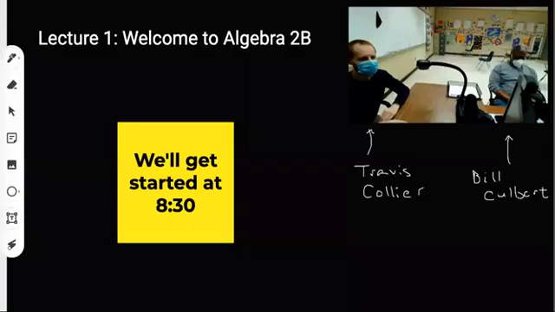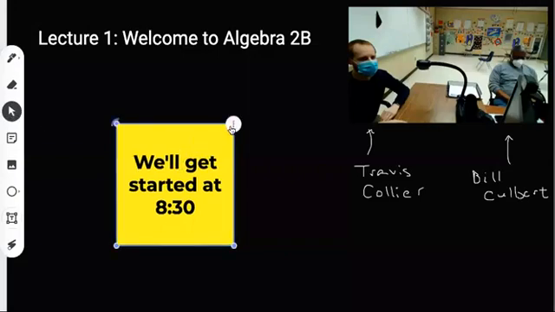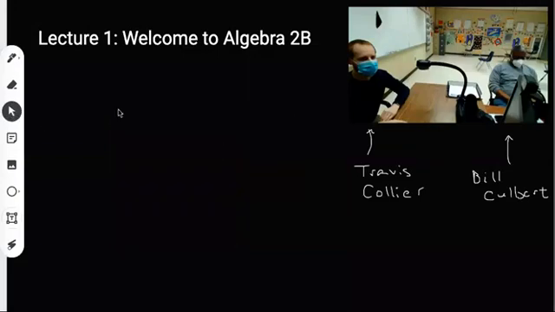Okay, so Algebra 2b, this is going to be the second part of Algebra 2. And let me start off by getting rid of this since we don't need it anymore. If you've had a chance to look at the syllabus, I'm just going to go right through it.